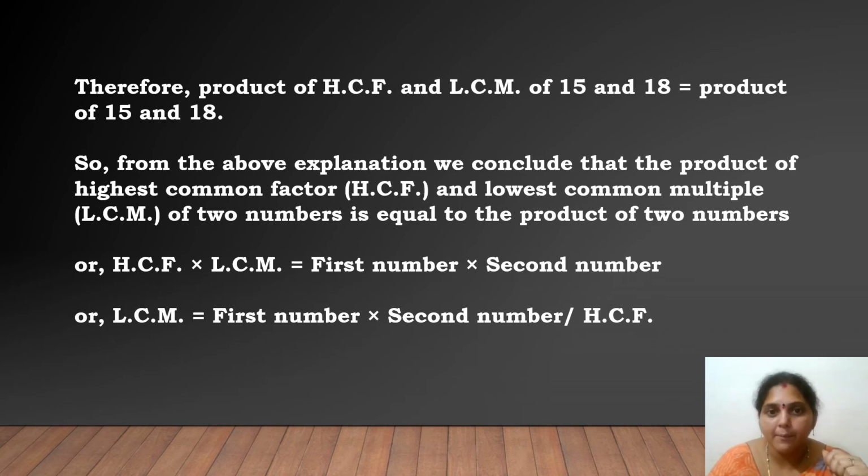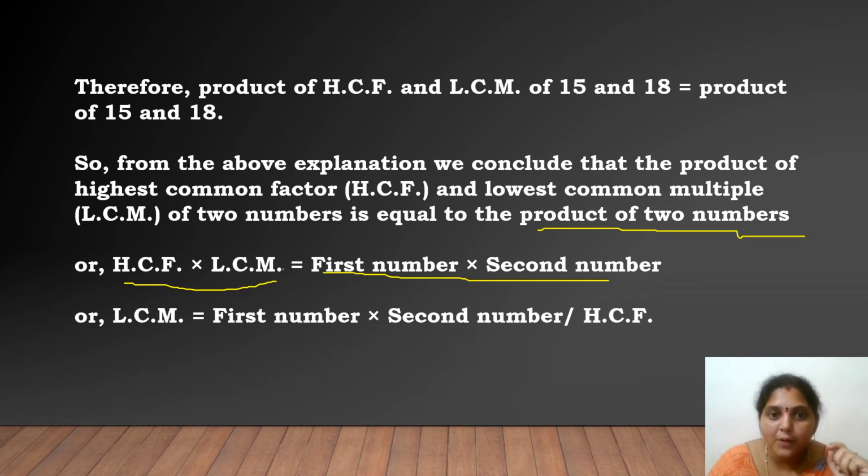So, from the above explanation, we conclude that the product of the highest common factor and the lowest common multiple of two numbers is equal to the product of the two numbers. Yes or no? The HCF of the two numbers and the LCM of the two numbers, when you multiply both, you get the product of the two numbers. Right? Now, HCF into LCM is equal to first number into second number.